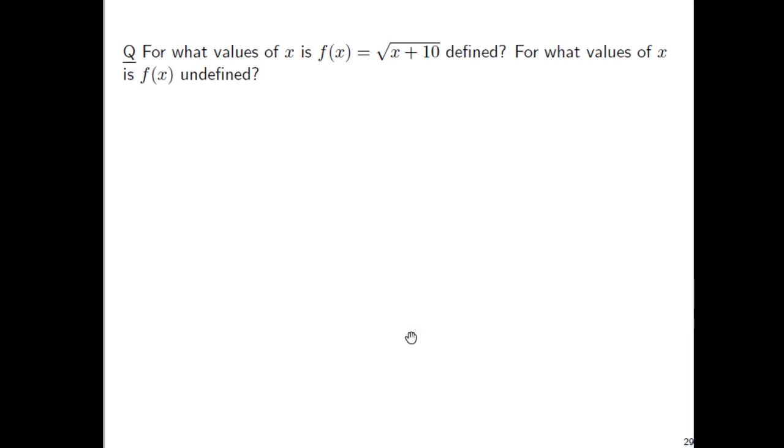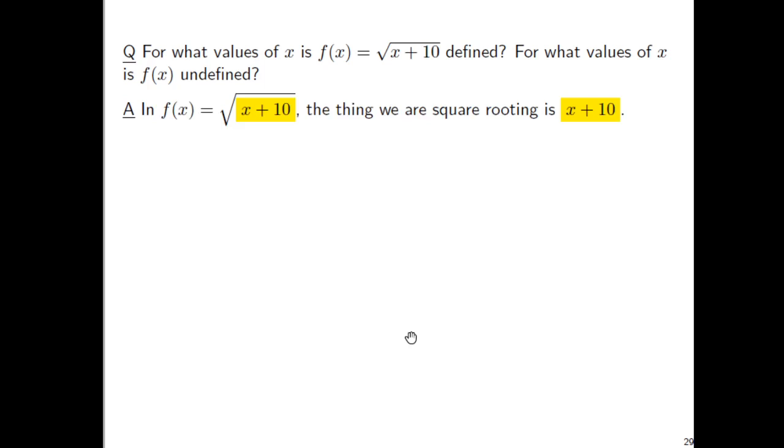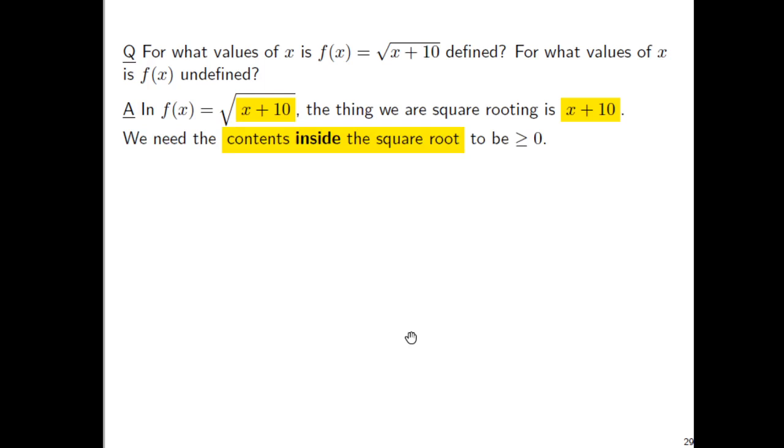Let's try another one. For what values of x is f of x equal to root x plus 10 defined? And for what values of x is f of x undefined? So now, the thing we're square rooting, I've tried to highlight it within the notation version a little more carefully. The thing that we are square rooting is x plus 10. And so we need the contents inside the root, that's the stuff that's in yellow, and just the stuff in yellow. Notice the yellow is avoiding the root symbol itself. It's just the stuff inside the root symbol.